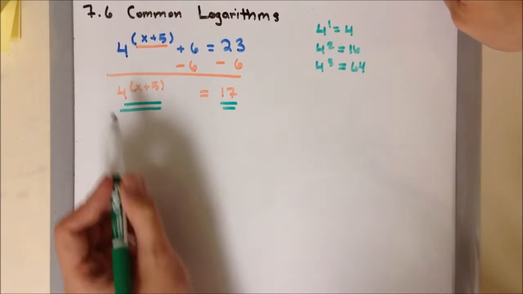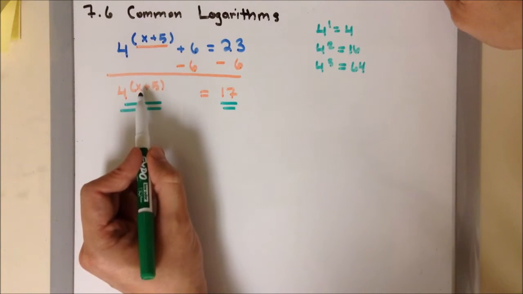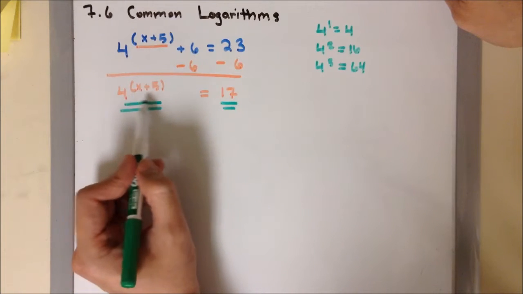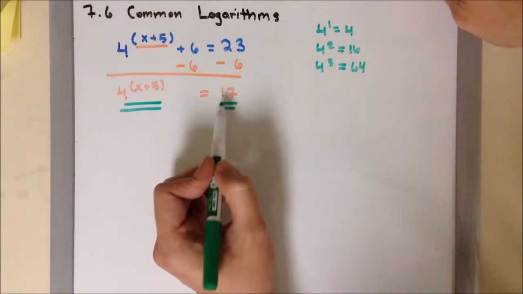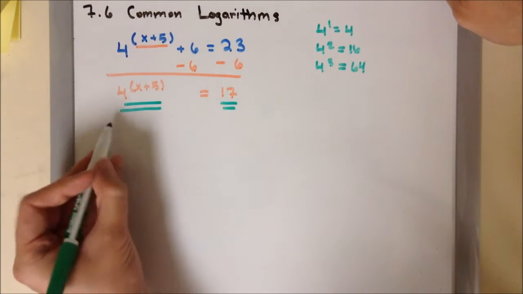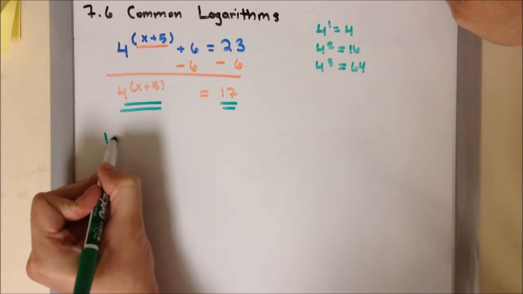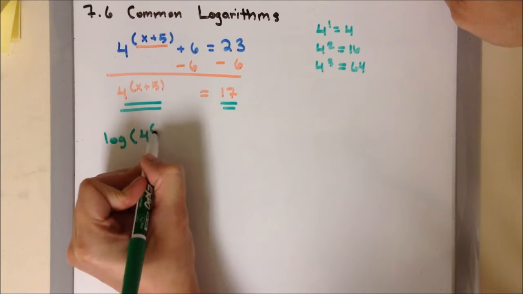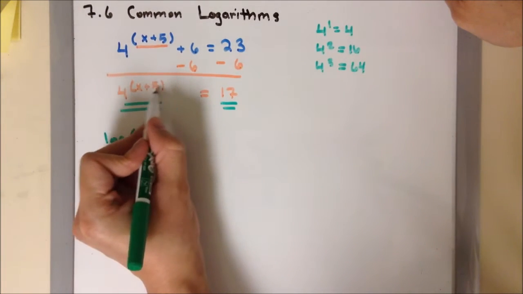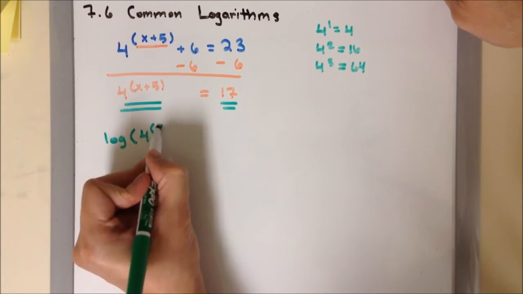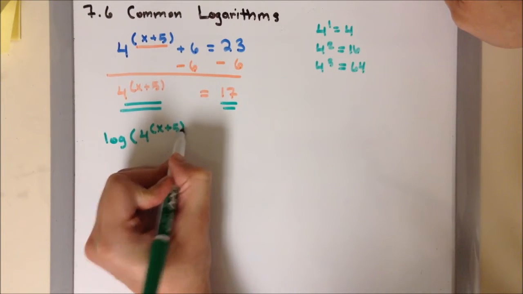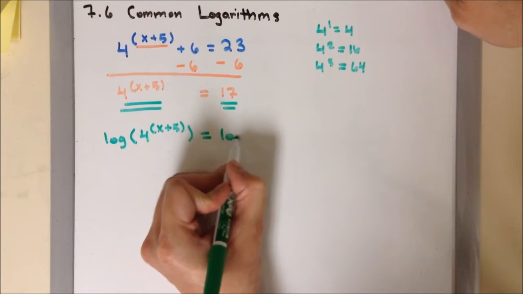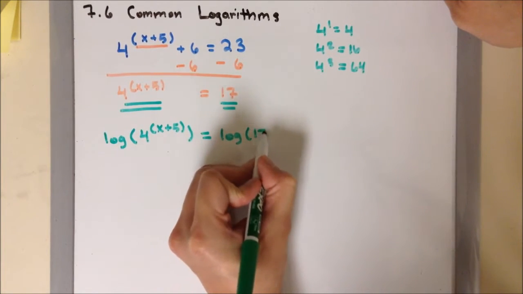So in order to find the value of x, meaning we need to solve for x, since we have one part on the left side and then one part on the right side, we're going to do log on both sides. So log, parenthesis, 4, and then since our exponent is an expression, parenthesis, x plus 5, close parenthesis, and then close parenthesis again, equal to log 17.